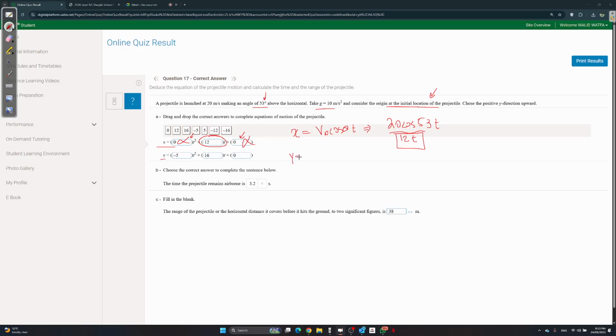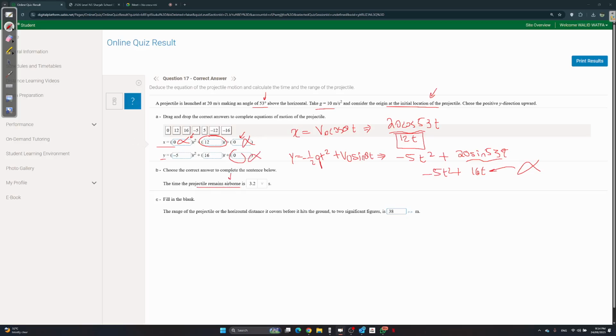Now y. What's the formula for y? It's minus half g t squared plus v node sine theta t. So it's going to be minus 5t squared. Why minus 5? Because minus 10 times half is minus 5. Plus v node, so 20 sine 53 t. 20 sine 53 is 16, so it's going to be 16t. So minus 5t squared plus 16t. Did I get any constant term? No, no constant term, so that's why I put 0.